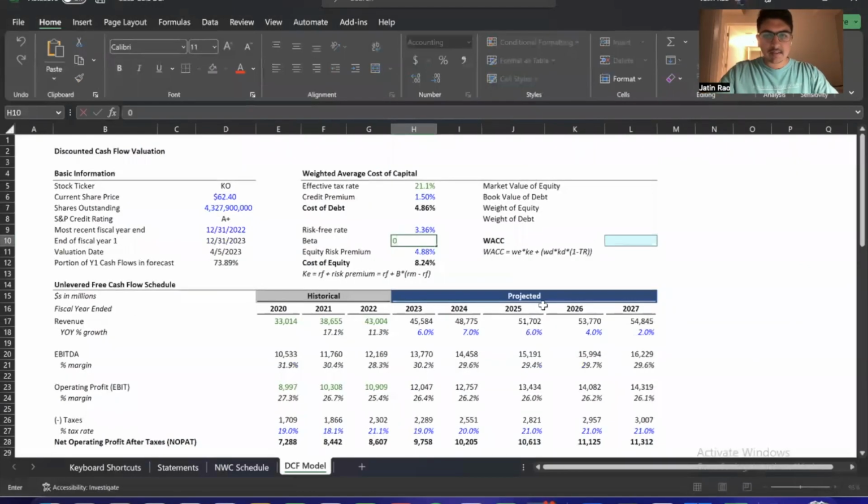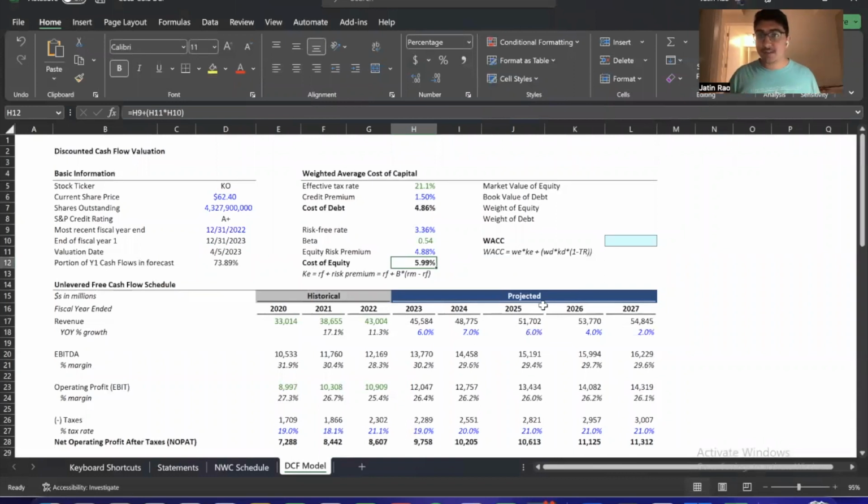So because our beta is 0.54, now our cost of equity is going to be this risk-free rate plus, and now we take this equity risk premium and multiply it by this beta, and it's going to be a little bit less than 8.2%. Our cost of equity is 5.99% because Coca-Cola is less risky than the market, so it has a lower cost of equity. That should make sense to you.